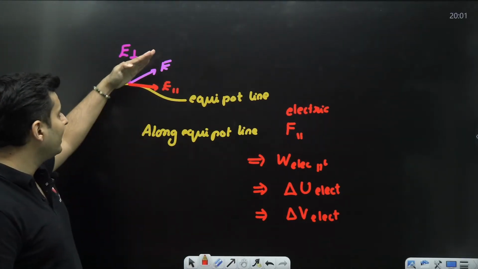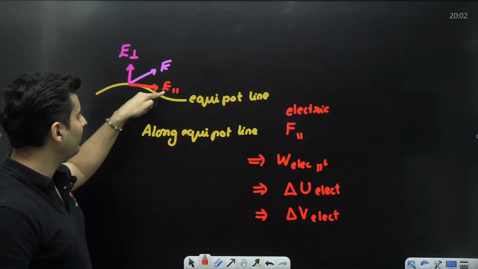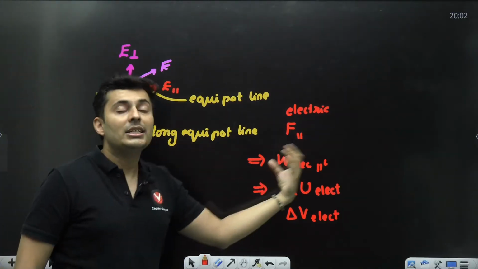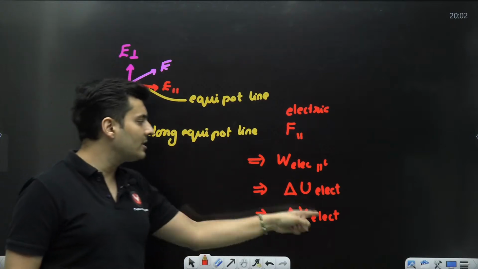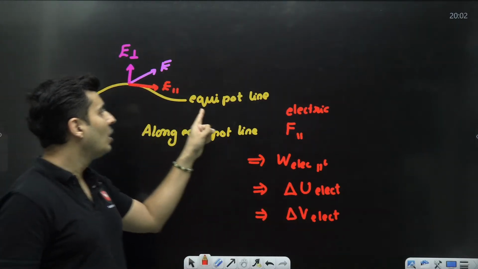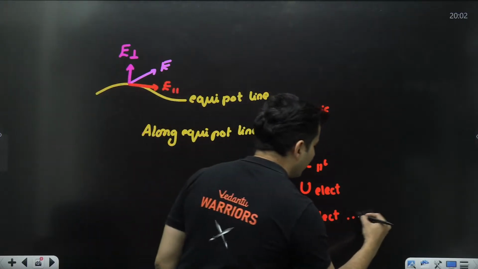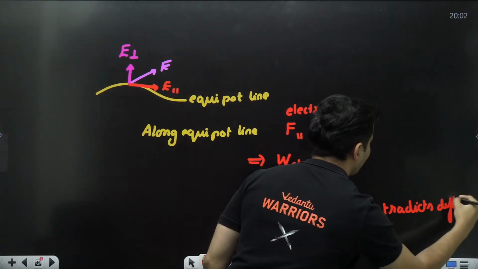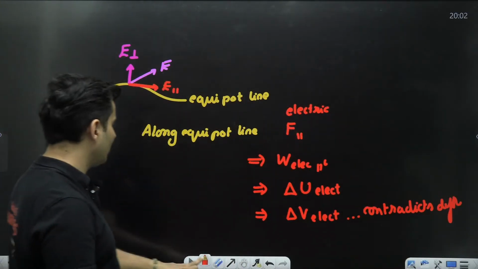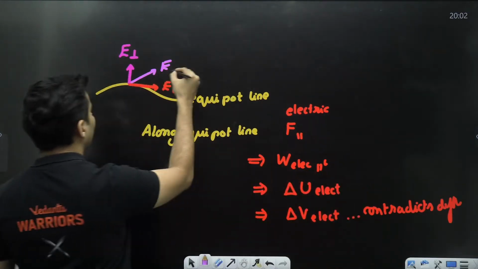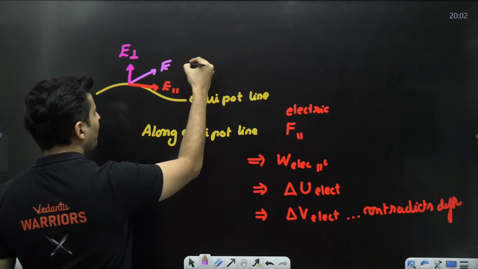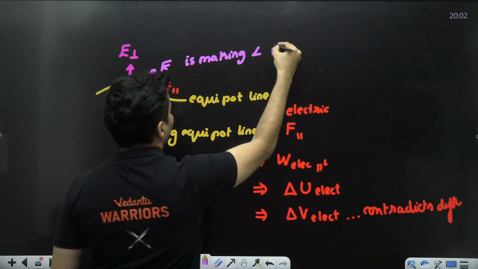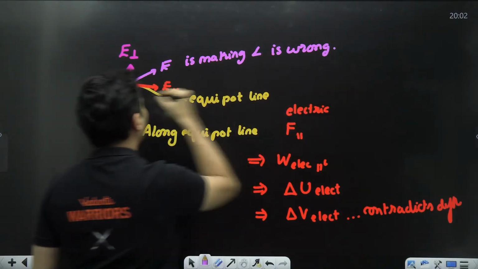If you assume the field is making some angle, there is a component of the field, which means there is a force. If there is a force, there will be work. If there is work, there is change in the potential energy. That means there is change in potential. But how can you change the potential on an equipotential line? So this is the contradiction. It contradicts the definition of equipotential line. That means our assumption that the electric field is making an angle is wrong. Hence it can't make any angle.